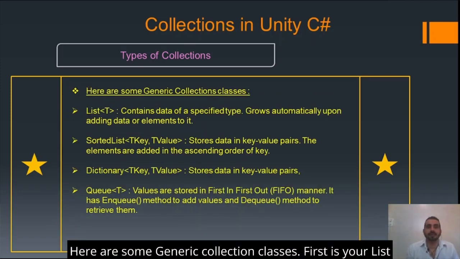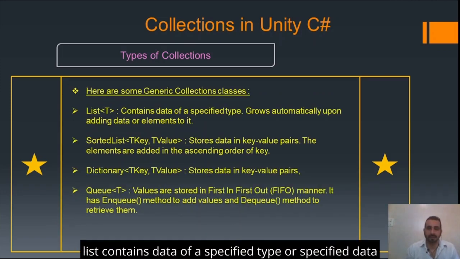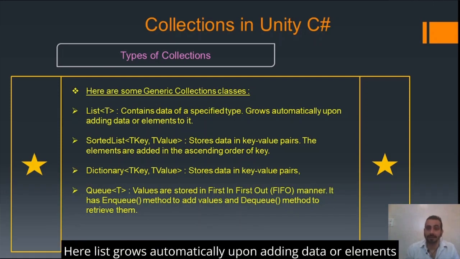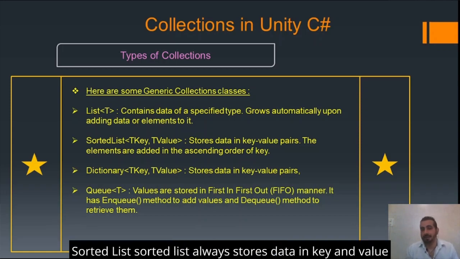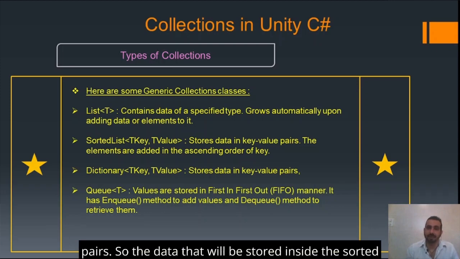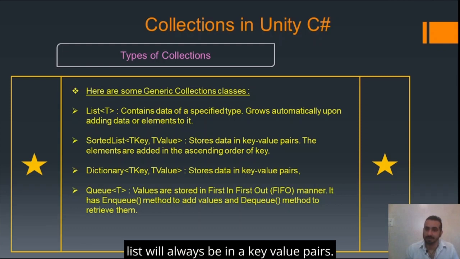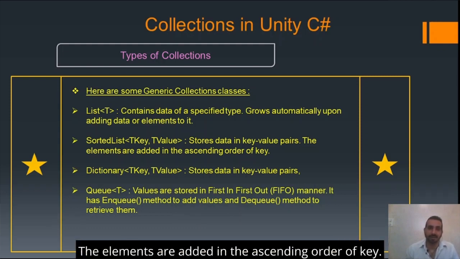Here are some generic collections classes. First is your list, contains data of a specified type. List grows automatically upon adding data or elements to it. Sorted list. Sorted list always stores data in key and value pairs. So the data that will be stored inside the sorted list will always be in key value pairs. The elements are added in the ascending order of key.